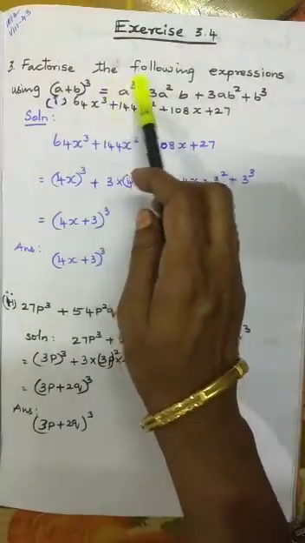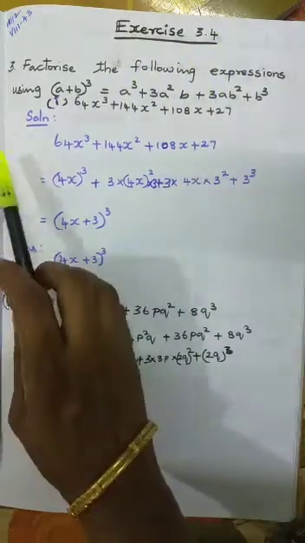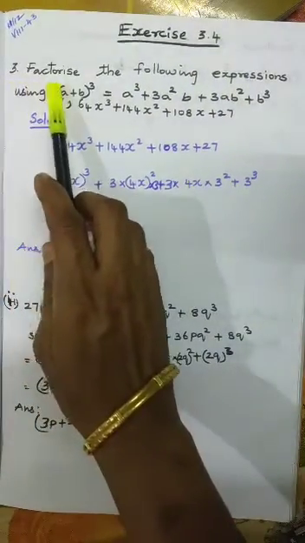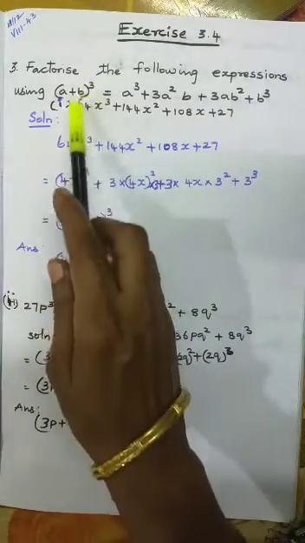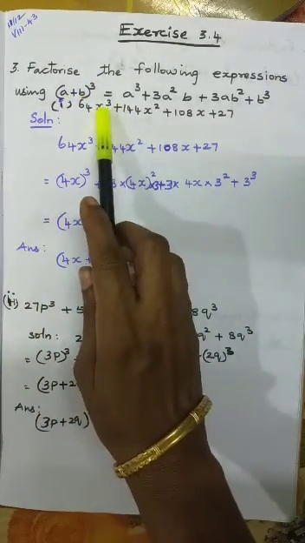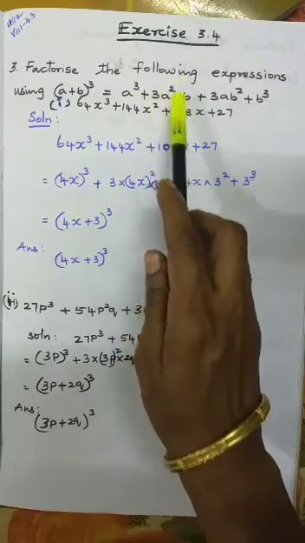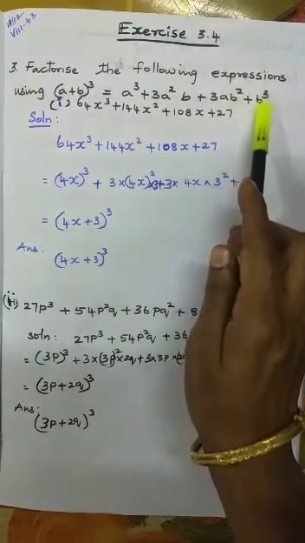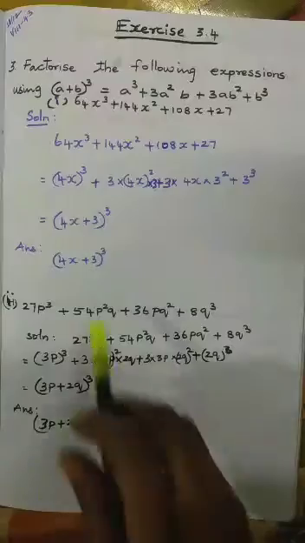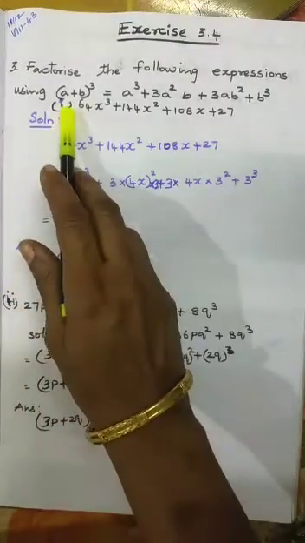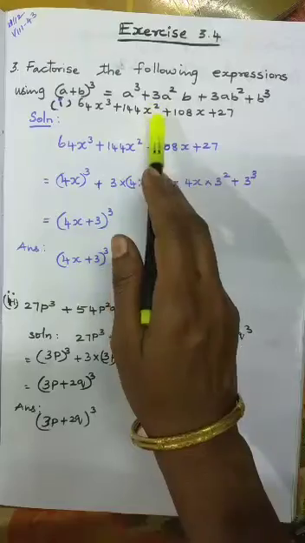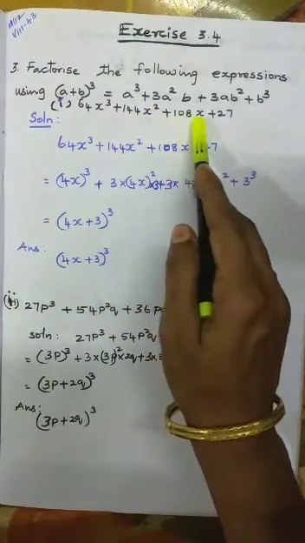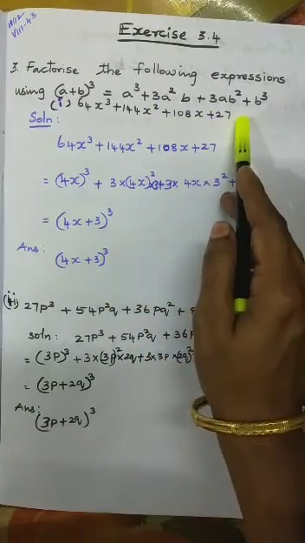Exercise 3.4. Okay. Third sum. Factorize the following expressions using (a + b) the whole cube equal to a cube plus 3a square b plus 3ab square plus b cube. First question is 64x cube plus 144x square plus 108x plus 27.